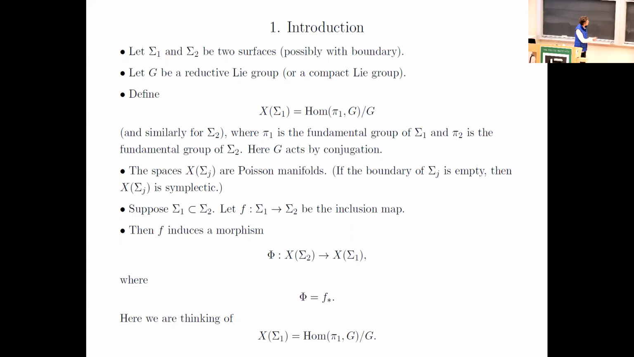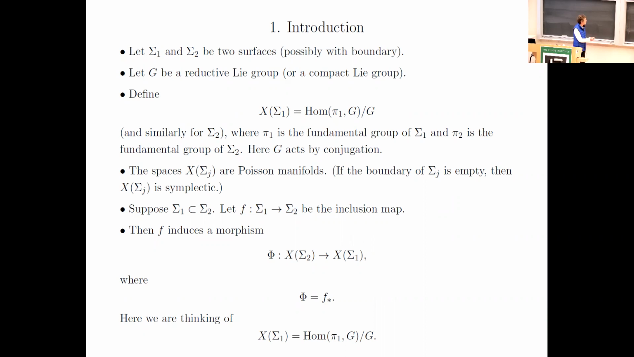So these spaces are Poisson manifolds. If the boundary is empty, then they're symplectic spaces. They do have singularities, but I won't be actually talking about the singularities. I will confine myself to the portions which are actually smooth manifolds. So this symplectic structure was developed by Atiyah and Bott, independently by Bill Goldman.